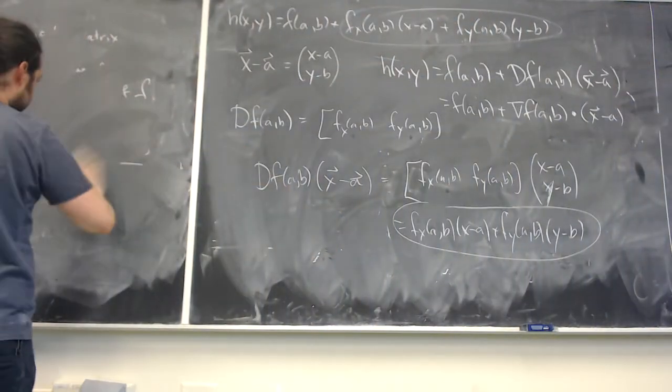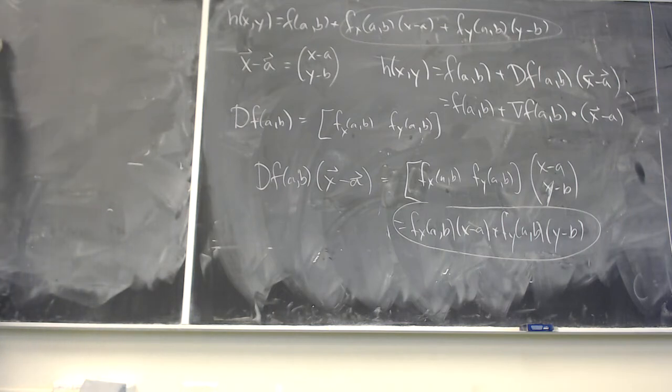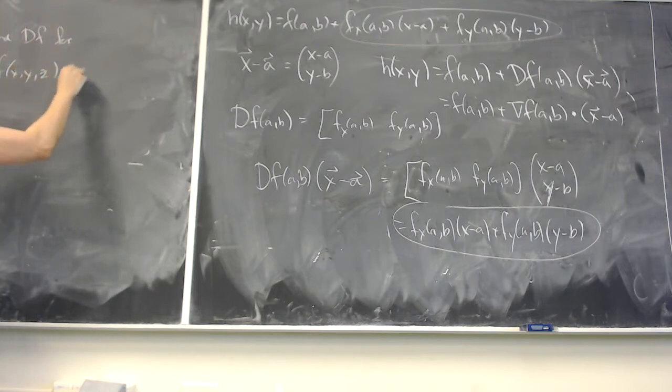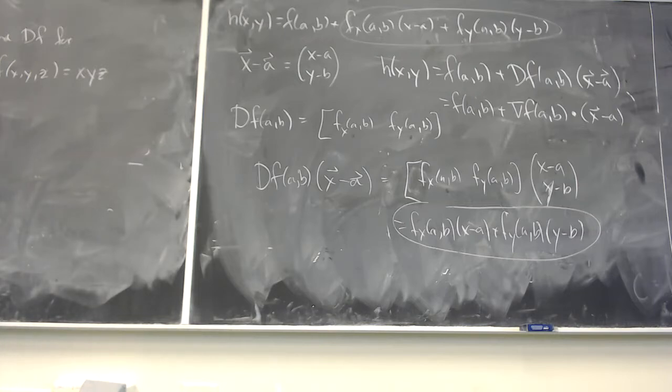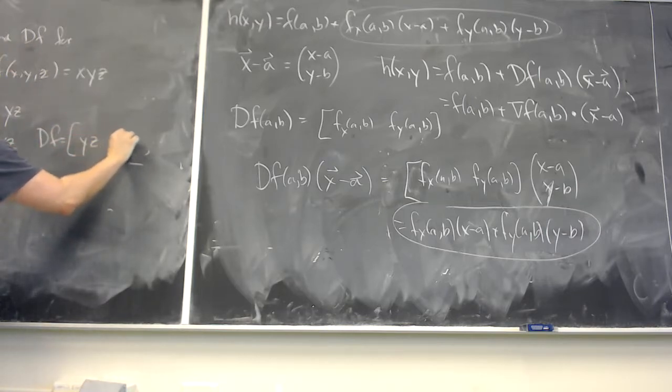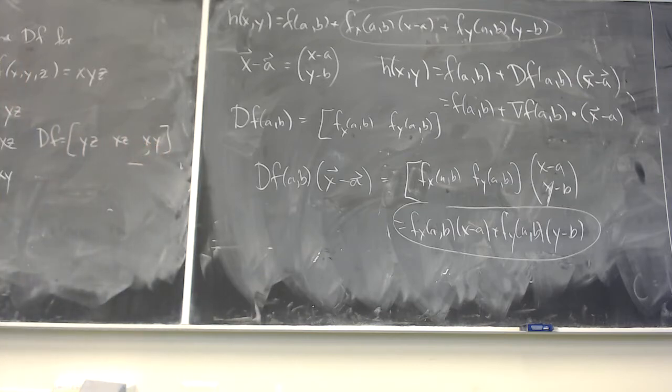So let's actually compute some. Find df for f of x, y, and z is equal to, I don't know, how about xyz? That's a pretty good one. So I compute the derivative of f. fx is equal to, hopefully this is okay with everybody, I heard somebody say yz. fy is xz. fz is xy. Is this the matrix or the vector? It's the matrix, right? Gradient is a vector, the derivative is a matrix. So df is a matrix that has yz, xz, and xy as its components in its first row.